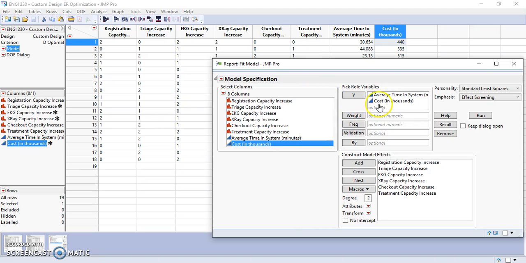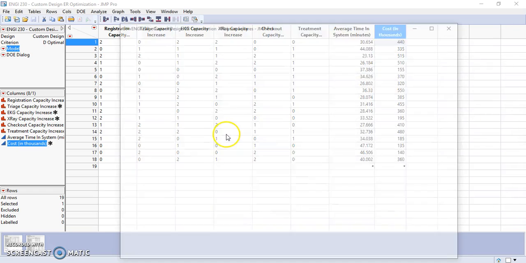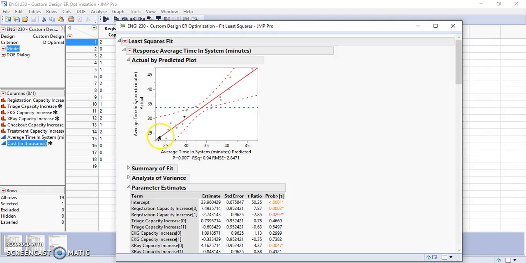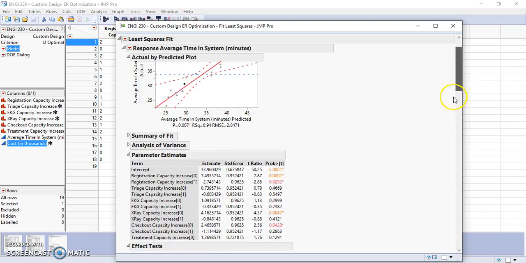Here, these are my two output variables and these are my two input variables, aka independent variables and dependent variables. This is what I want to minimize. I'm going to run it. And I was very pleased with this. My p-value is less than 1%. My r-squared value is 94, which is really good.